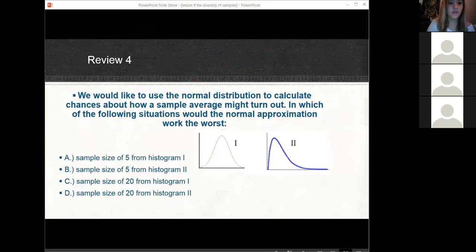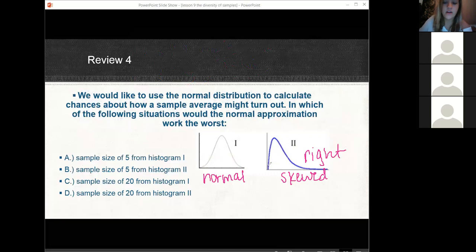Okay, good job, guys. If we look at this one, our answer is B, because remember, this is saying which of them would work the worst. As you can see, histogram 1 looks approximately normal, while the second one is skewed. It's actually right skewed. So the main thing we want to look at initially is that the second one's skewed, so that's probably going to be the one that works the worst. We can cross out C and A because they're talking about histogram 1, which is normal, so either way that's probably going to work at least somewhat okay.